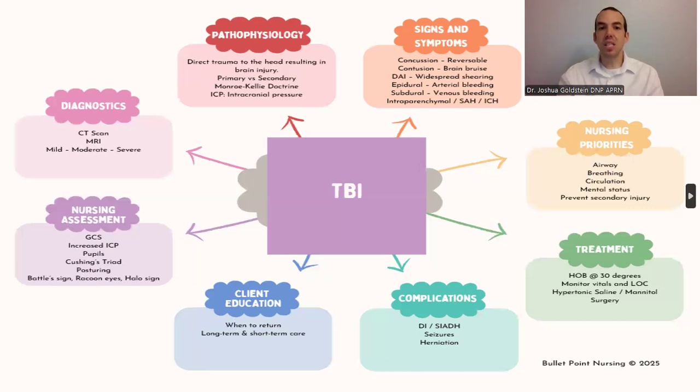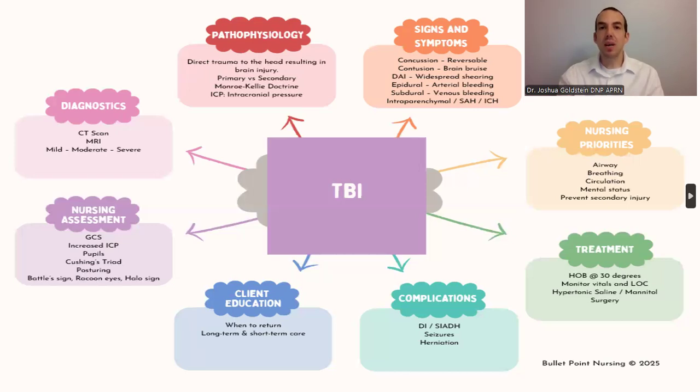Last two things, client education. You should educate them on what their follow-up is, and short and long-term care. And this is going to vary widely. If it's a concussion, you want to tell them to just be monitoring it the next 24 hours, make sure that it doesn't get any worse. If it's DAI where they're in a coma, it's going to vary widely based on what's going on with the TBI. And finally, complications.